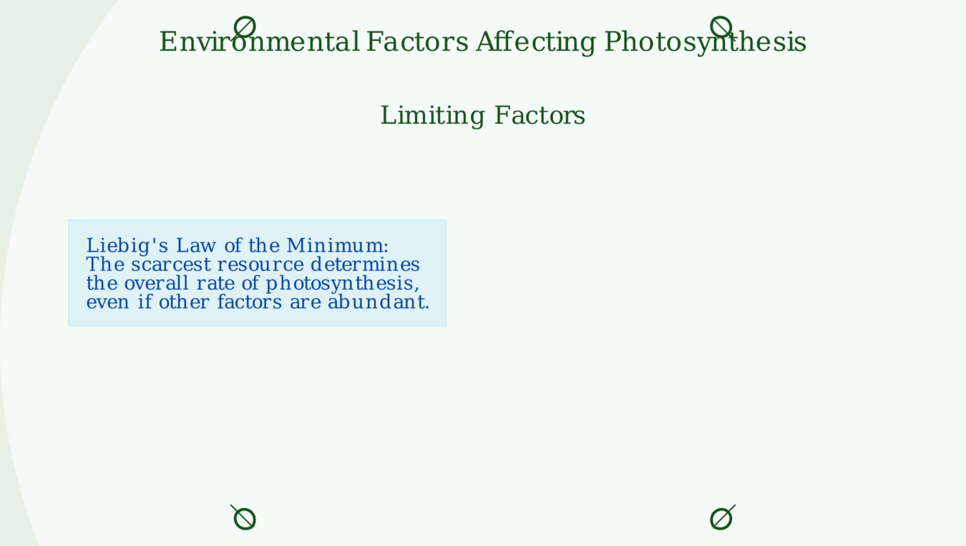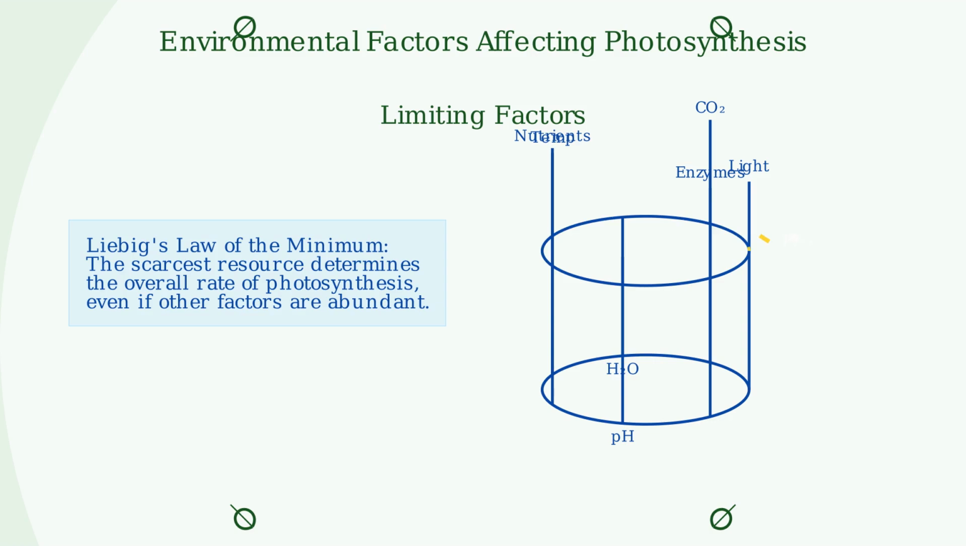According to Liebig's law of the minimum, the scarcest resource determines the overall rate of photosynthesis. Like water in a barrel with staves of different heights, photosynthesis can only proceed at the rate allowed by the most limiting factor. In this example, water availability is the limiting factor.